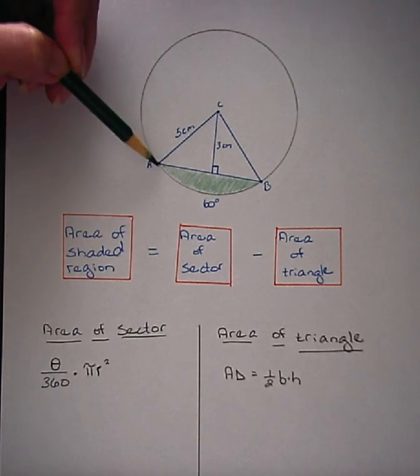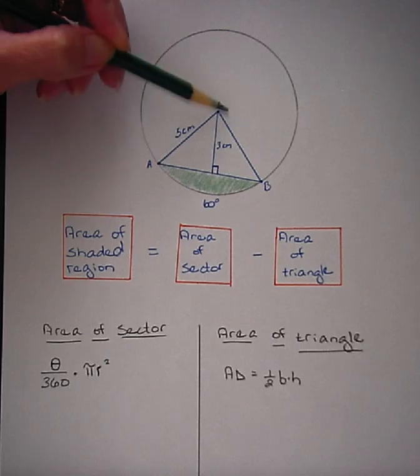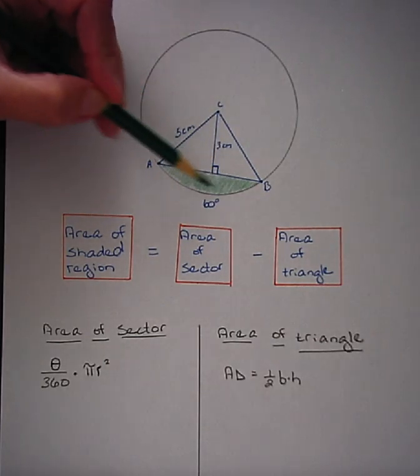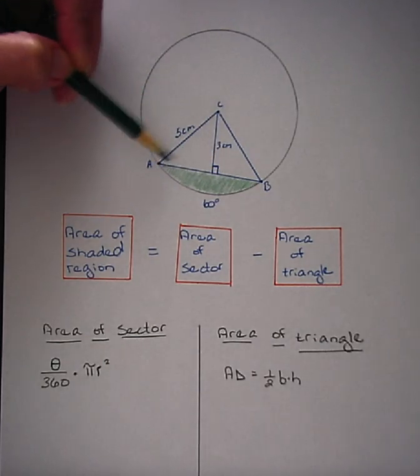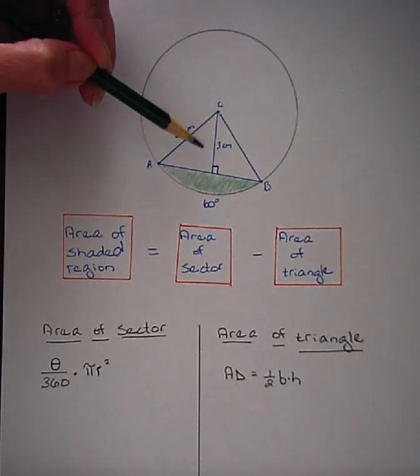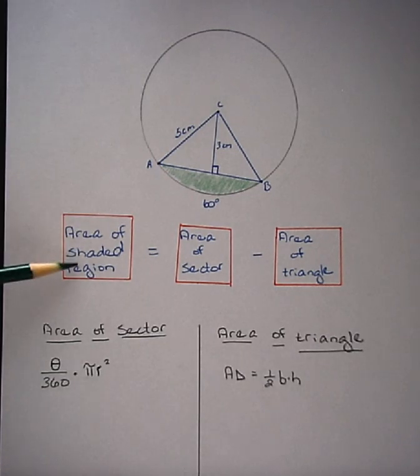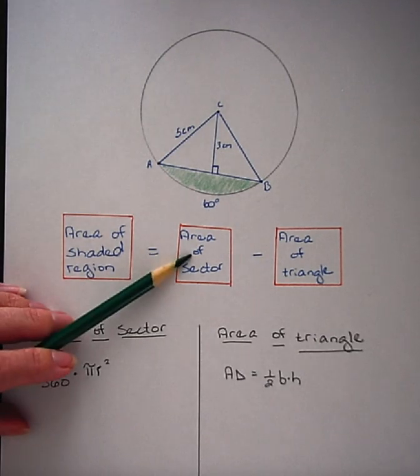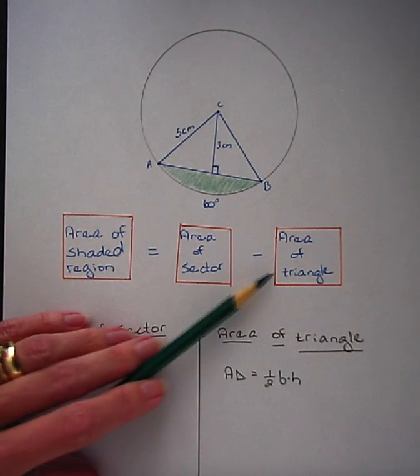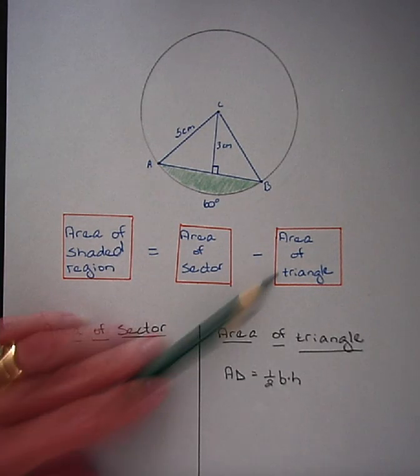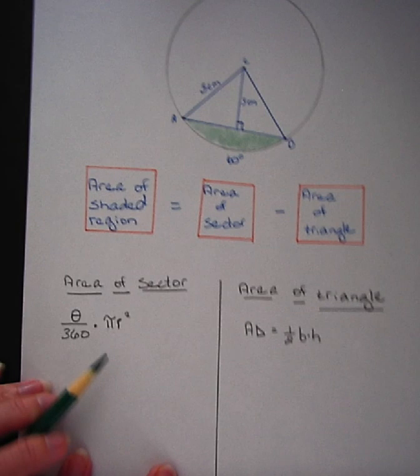Well, pretend the whole thing from A, C, B, and the arc was all shaded in. That would be one big sector. So to find the area of the shaded region, we're going to find the area of the whole sector, and we're going to subtract the area of the triangle. All right, so let's do a little math.